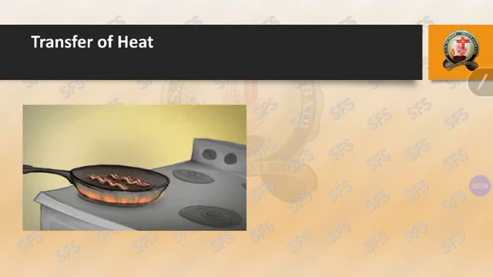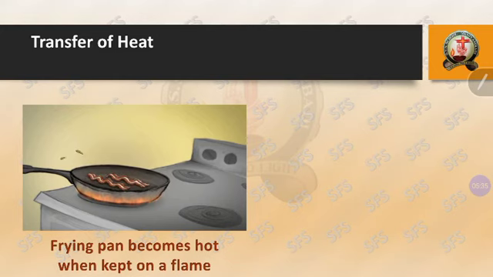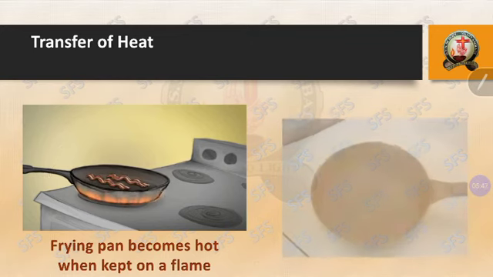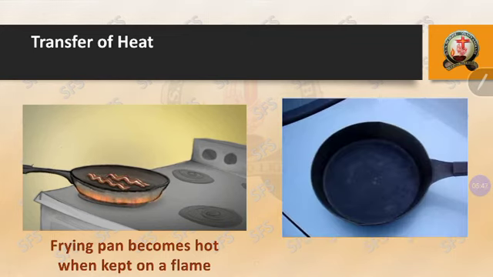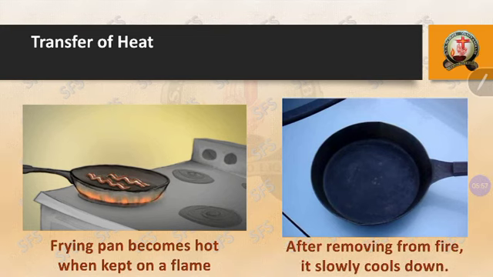A few more examples I'll quote. The frying pan becomes hot when kept on a flame. This is one example where you can demonstrate the transfer of heat. The same frying pan, after you take it out from the stove and keep it idle for a few minutes, what do you observe? After removing from fire, it slowly cools down, right? So what do you think?